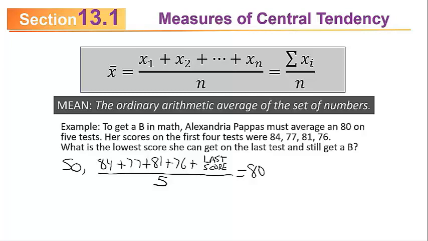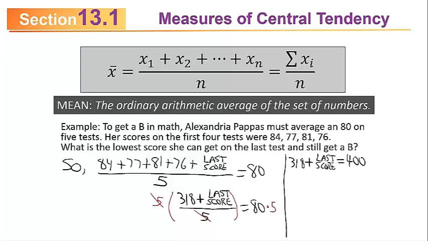So now if you add up those 4 numbers in the numerator, you get 318. So 318 plus the last score divided by 5 must be 80. If you multiply both sides of that equation by 5, the 5 in the denominator on the left cancels out, and you get 318 plus the last score is equal to 400. And if you subtract 318 from both sides, you'll find out that the last score must be 82.